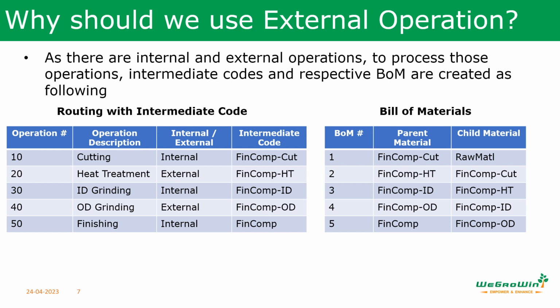To facilitate this, an intermediate code FinComp-Cut is created. To execute this operation, a bill of material is created with FinComp-Cut as the header material and raw material as the child material. After completing the first operation, FinComp-Cut will be in stock. It will be sent to the subcontracting supplier to produce the next level component FinComp-HT. To process the subcontracting process, a bill of material is created with FinComp-HT as the header material and FinComp-Cut as the child material. Like this, multiple bills of materials will be created for these operations.